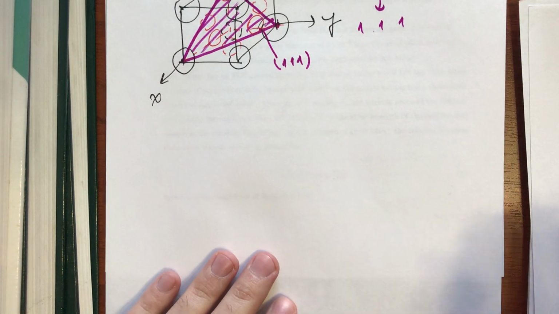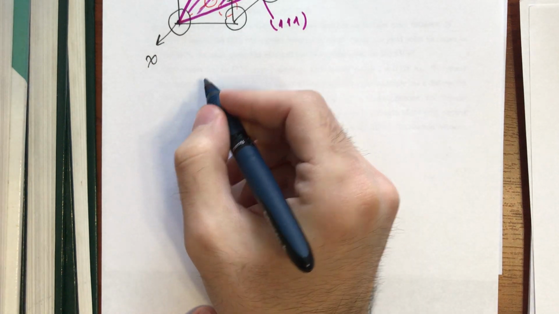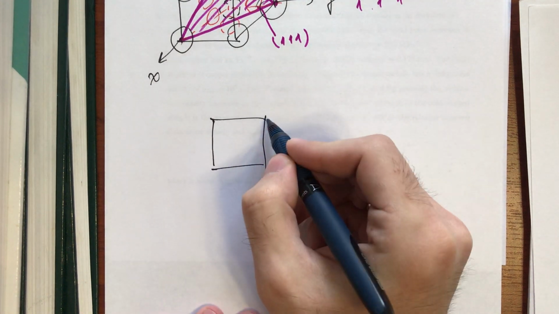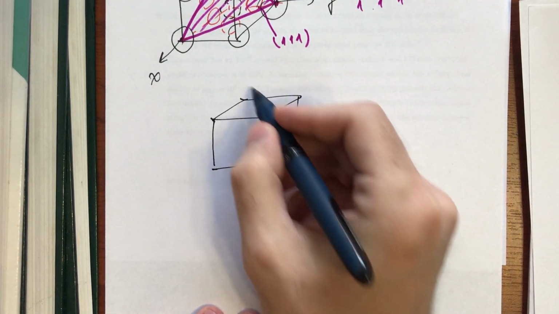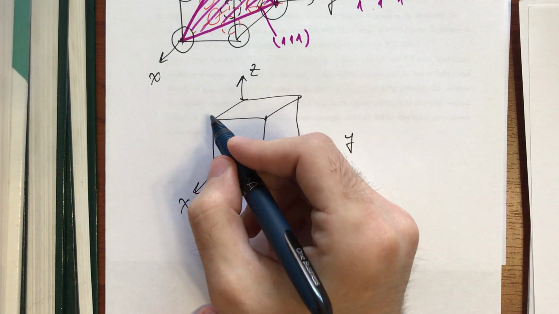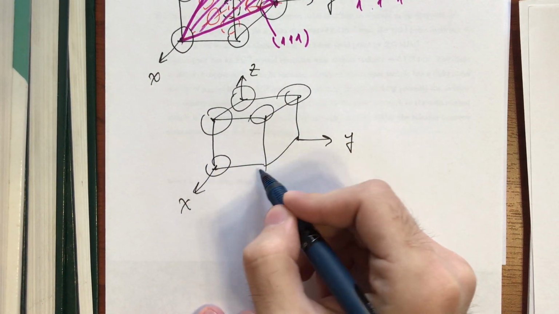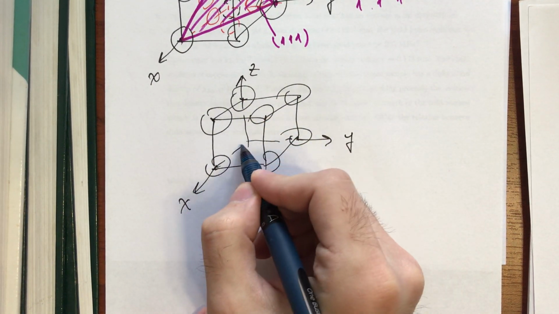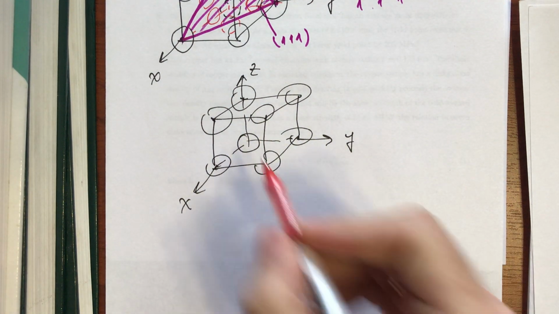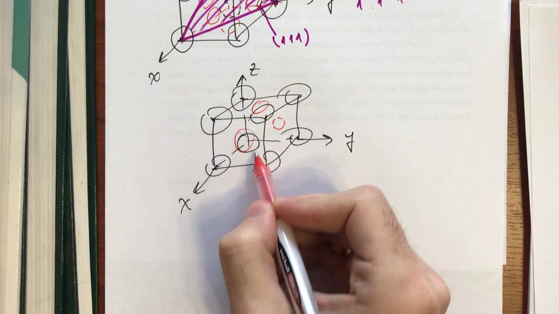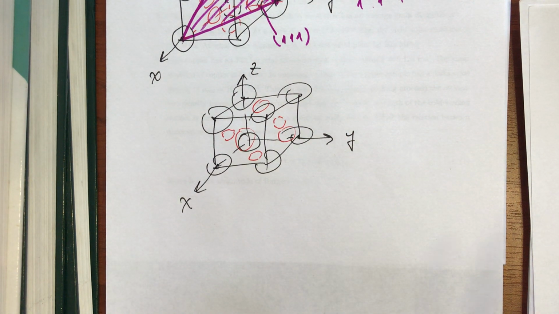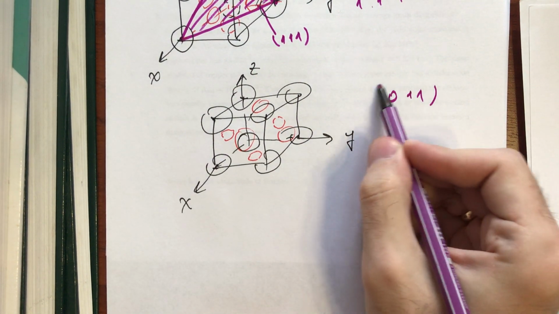Now, I'm going to draw this separately. You can draw it on the same diagram, if you can draw it better than me. Again, we have the same system. 8 corner atoms. I'm not going to draw the face atoms. Well, let's show them anyway, for completeness. And the 011 plane is asked.